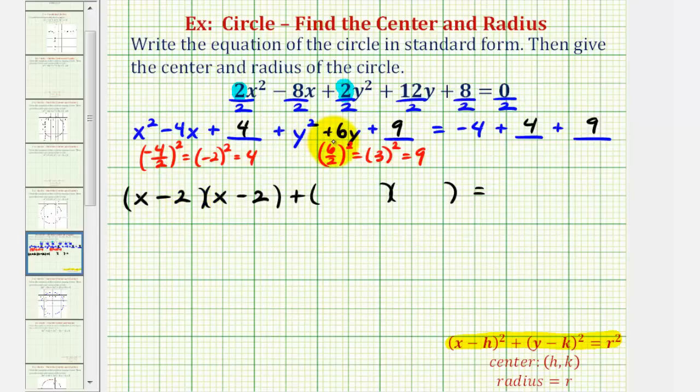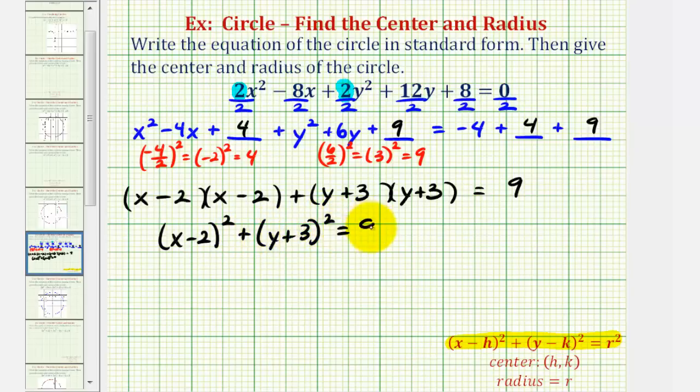Then for y squared plus 6y plus 9, we want the factors of positive 9 that add to positive 6, which would be positive 3 and positive 3. So we have y plus 3 and y plus 3. Again, notice how the constant 3 was the value we squared to get the 9. Notice we do have a perfect square trinomial. On the right side, we have negative 4 plus 4, that's 0, plus 9. This should be equal to 9. For the standard form of our circle, we have the quantity x minus 2 squared plus the quantity y plus 3 squared equals positive 9.